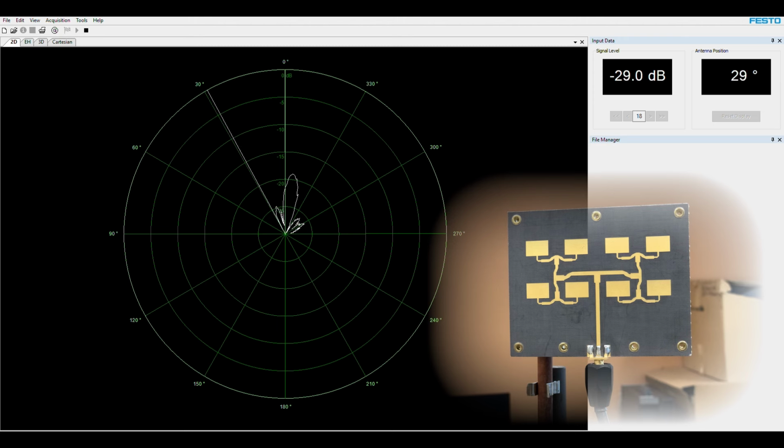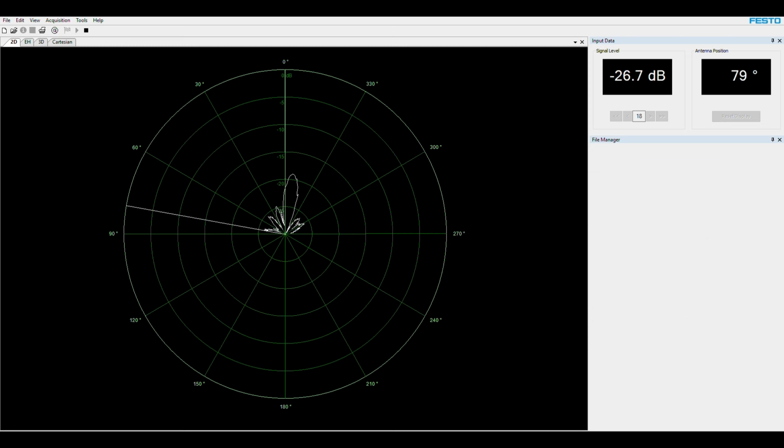Now we are approaching the side of the antenna, and of course after completing the side, we're gonna go to our main beam. So this is gonna be our main beam now. And now the data collection is done.